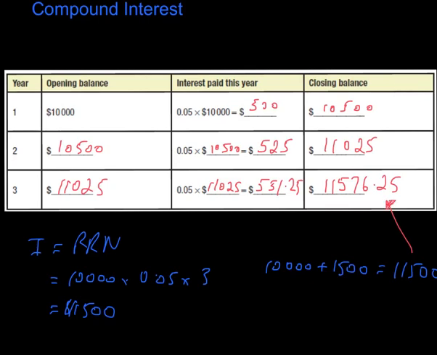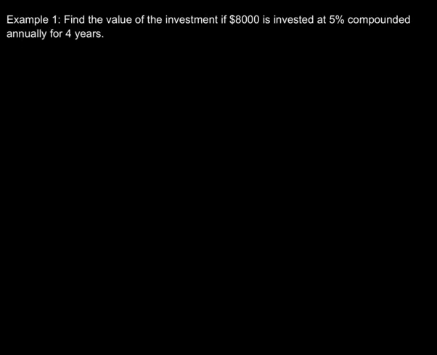Now, we can see that the compounded interest is $11,576.25 after the 3 years. So that's why it is better to invest your money using compound interest than it is using simple interest. And the reason for that is because you earn interest on your interest each additional year. Okay, now we're going to look at an example.